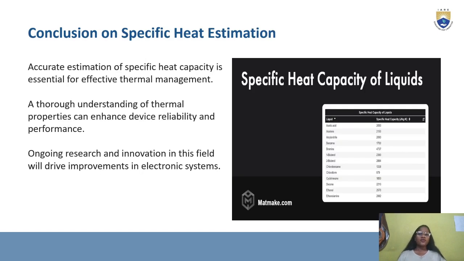Now, to conclude on specific heat estimation: accurate estimation of specific heat capacity is essential for effective thermal management. A thorough understanding of thermal properties can enhance device reliability and performance. Ongoing research and innovation in this field will drive improvements in electronic systems.